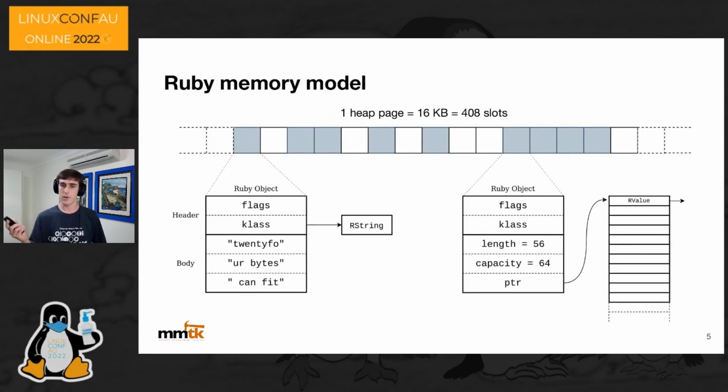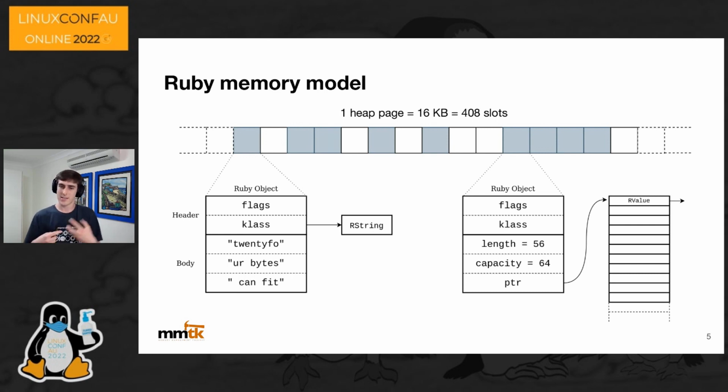So let's start with Ruby's memory model. Ruby uses fixed-sized objects of 40 bytes each. As you can see on the bottom left-hand side of the slide, we have a single object, 40 bytes, which has a 16-byte header that has some flags used for keeping track of various type and state information about the object, and the class pointer to the class of that object, and a body which can store up to 24 bytes of information.